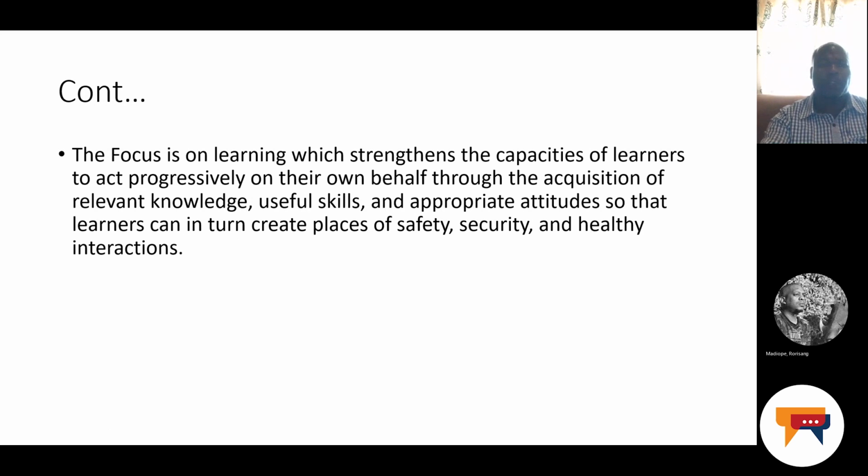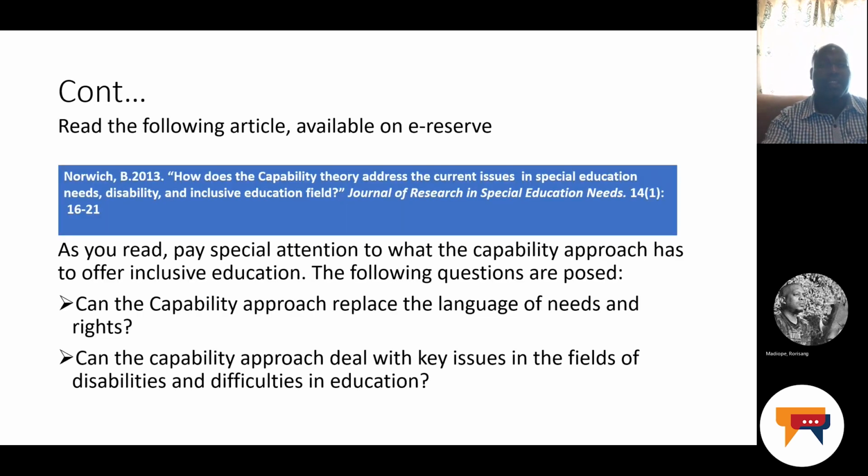And the focus is on learning, which strengthens the capacities of learners to act progressively on their own behalf through the acquisition of relevant knowledge, useful skills, and appropriate attitudes, so that learners can in turn create places of safety, security, and healthy interactions.